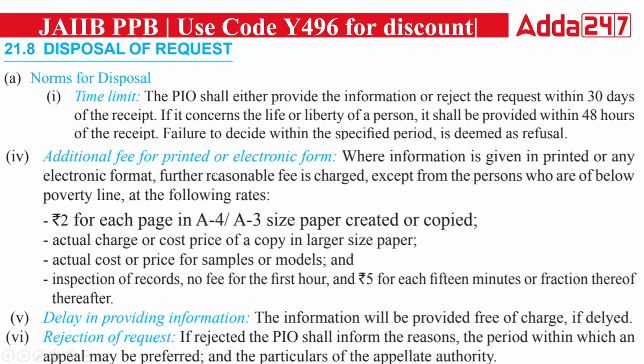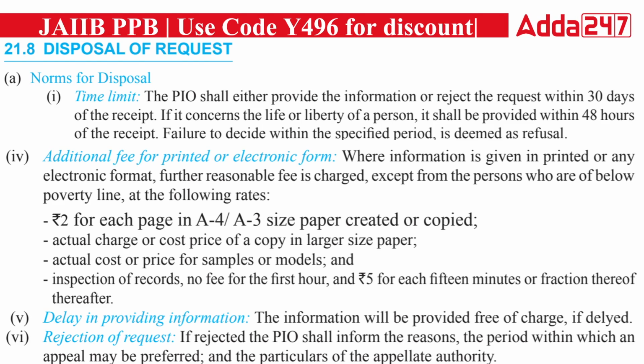Additional fee has to be paid for the printed or electronic form. If information is given in printed or any electronic format, a further reasonable fee will be charged. That will be 2 rupees for each page in A4 and A3 size. Actual charge or cost price of a copy in larger size paper. Actual cost or price for samples or models, and inspection of record: no fee for the first hour, and 5 rupees for each 15 minutes or fraction thereof thereafter.